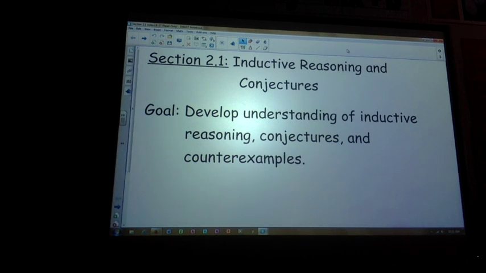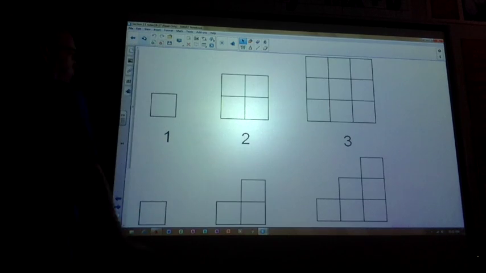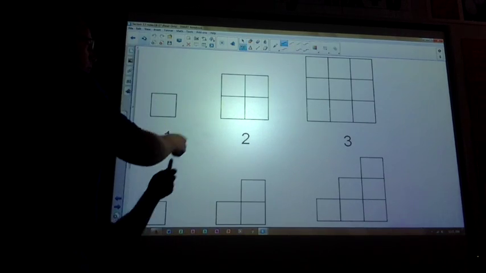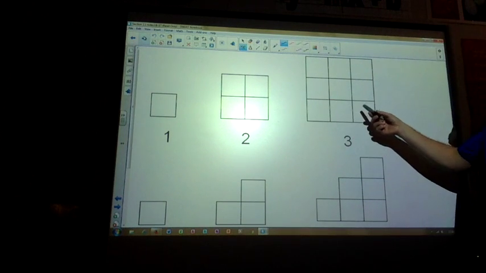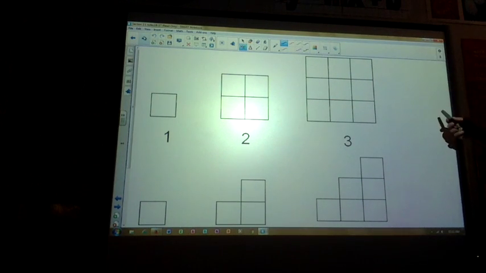So we're going to develop an understanding of inductive and deductive reasoning, conjectures, and counterexamples. Okay? We good? Let's move on. Let's have some fun. All right. 1, 2, 3. Okay. So what's the next thing in the pattern? It'd be a 4x4, and then a 5x5, and then a 6x6.